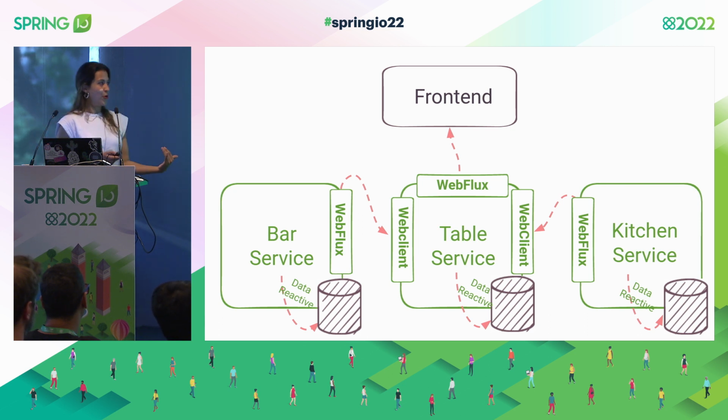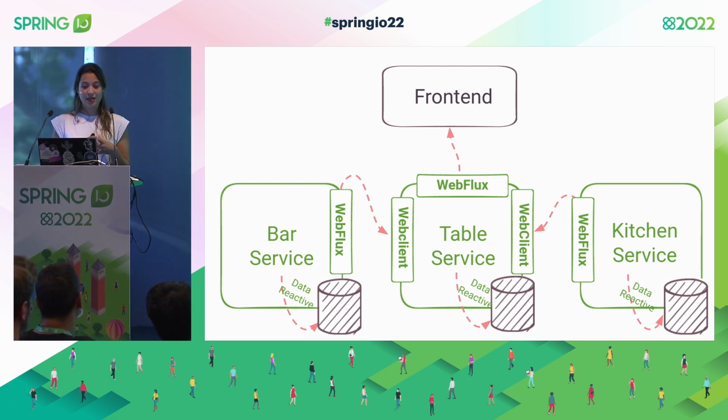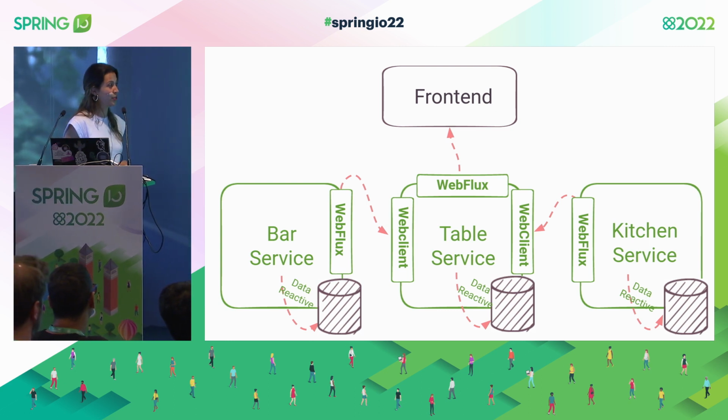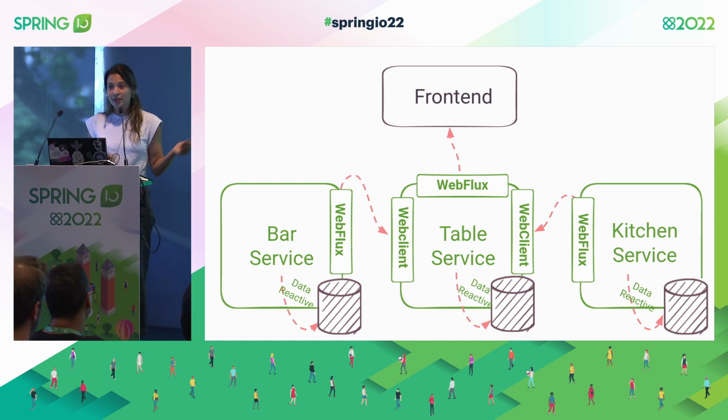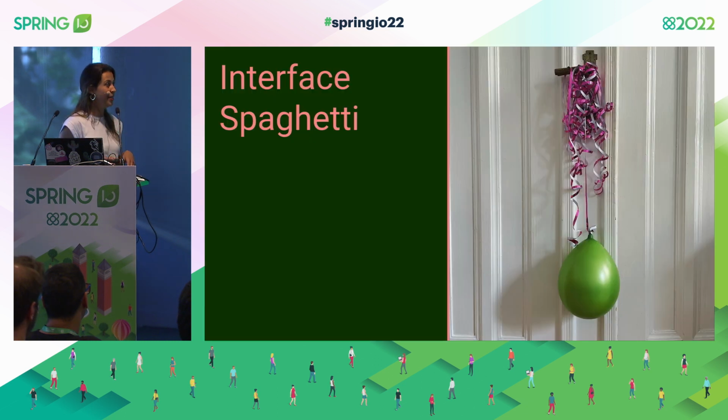Now I'm coming to the point where we are not just talking about reactive systems in a non-distributed way, but also in a distributed way. So the problem I have here is that I still expose a lot of endpoints. So I still run the danger to create something I call interface spaghetti, where you have a lot of endpoints you need to maintain and you need to take care of, and that can get quite messy.